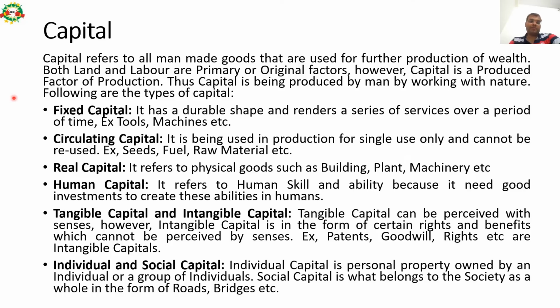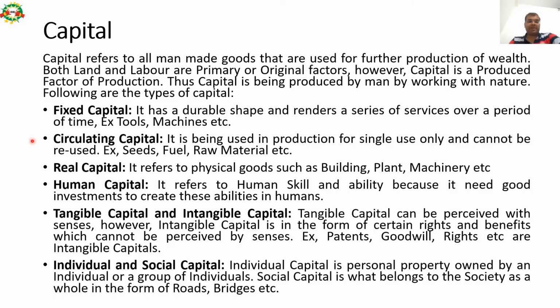The following are the major types of capital: fixed capital, circulating capital, real capital, human capital, tangible and intangible capital, individual and social capital. Fixed capital has a durable shape and renders a series of services over a period of time. For example, tools and machineries. Circulating capital is used in production for single use only and cannot be reused. For example, seeds, fuel, raw material, etc.